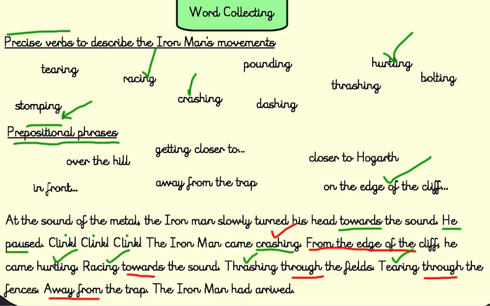And did I use those short sentences? I did. The Iron Man came crashing, racing towards a sound, thrashing through the field. So there's nice short snappy sentences. Away from the trap. The Iron Man had arrived, to build that tension, that excitement for our readers.